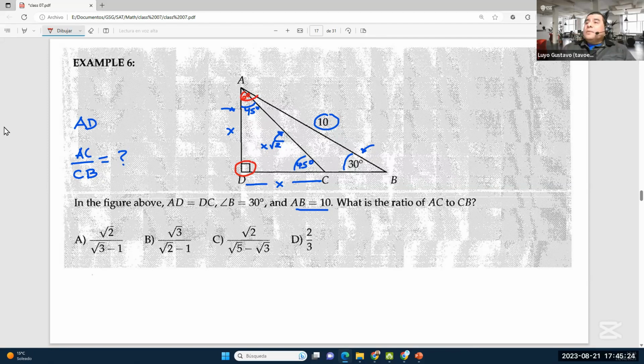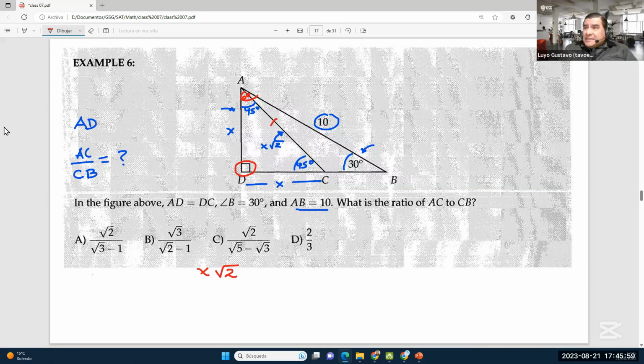So how do we find AC to CB? What is AC? Take a look. AC is this side here that we define as X multiplied by the square root of 2, right? We can say that in terms of X, AC equals, it is the hypotenuse, so it's X times the square root of 2.